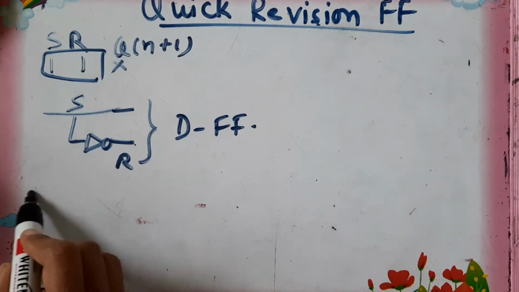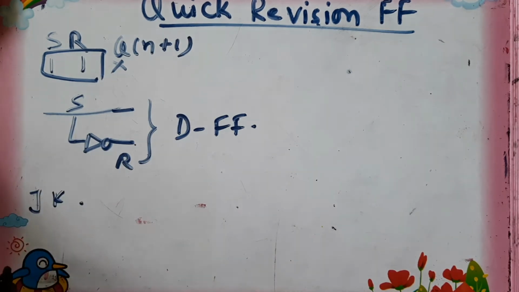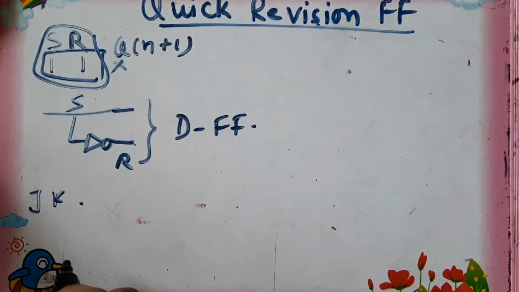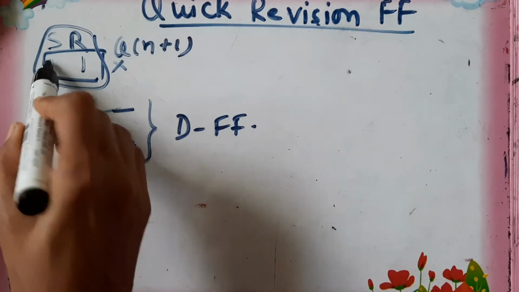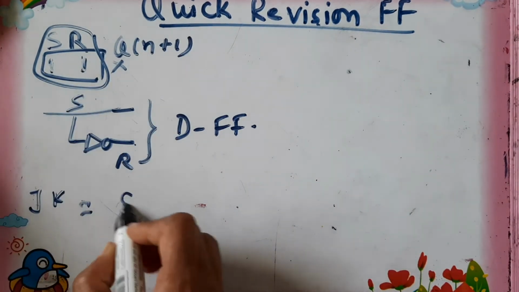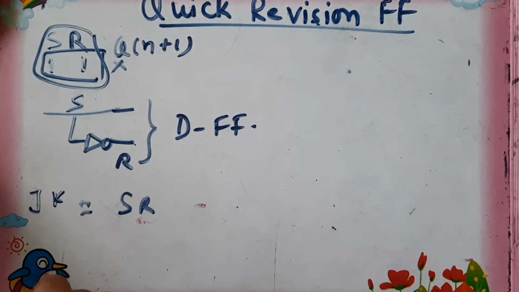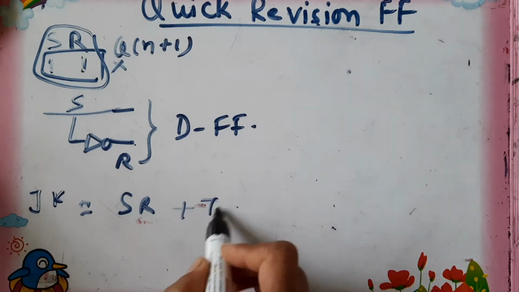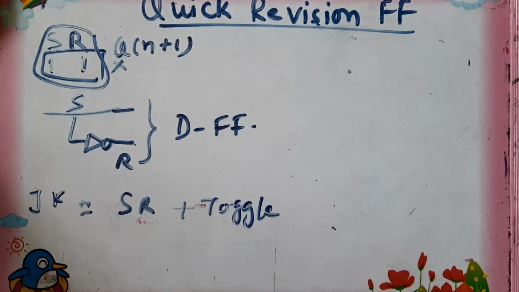Then after, we discuss the JK flip-flop. JK flip-flop is an SR flip-flop, but this 1-1 condition which was prohibited in case of SR will be utilized as the toggle state.